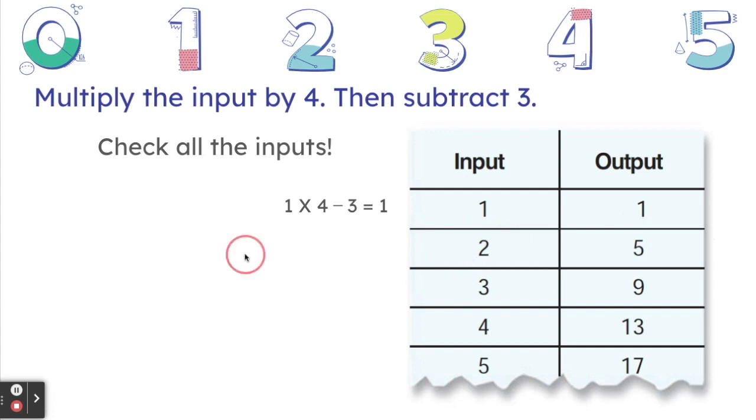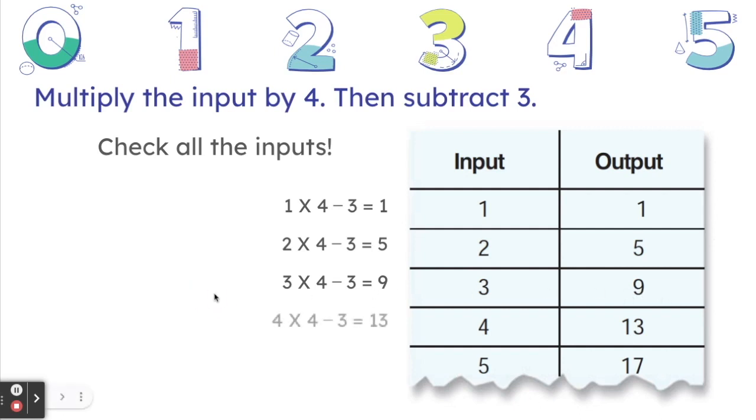If our input is 2, we have to do 2 times 4, which makes 8. 8 minus 3 gives us 5, and our output is 5. We just went through this one, so we know it's correct. Now, if our input is 3, we do the same thing. We multiply the input by 4. That gives us 12. Then we subtract 3. 12 minus 3 equals 9. And our output is 9.